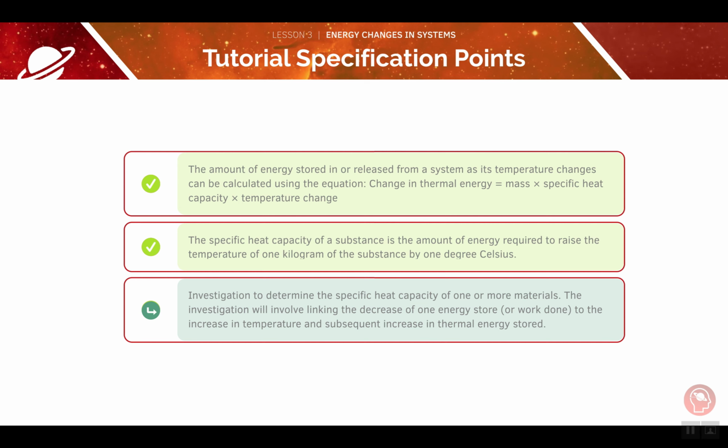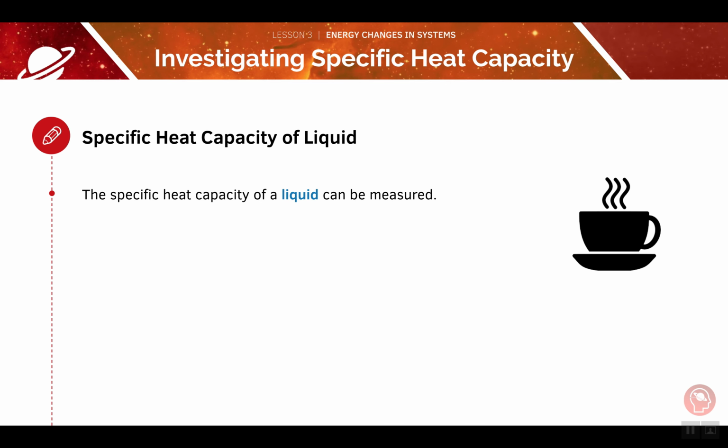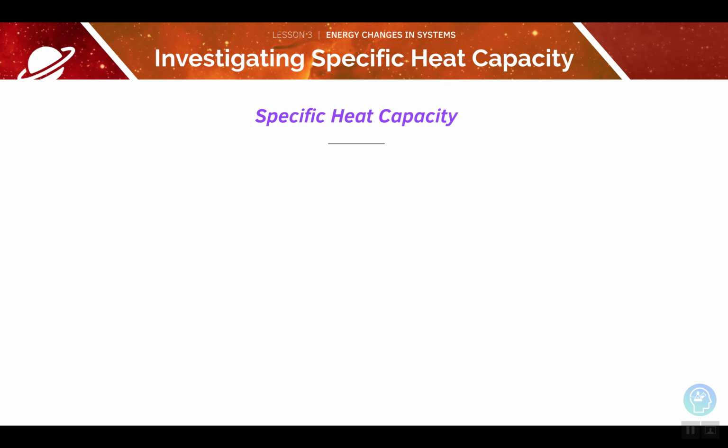Let's move on to our final specification point, covering investigations into specific heat capacity. Measuring the specific heat capacity of a liquid is fairly simple. Let's quickly recap the definition of specific heat capacity. It is the amount of energy required to raise the temperature of 1 kilogram of a substance by 1 degree Celsius.